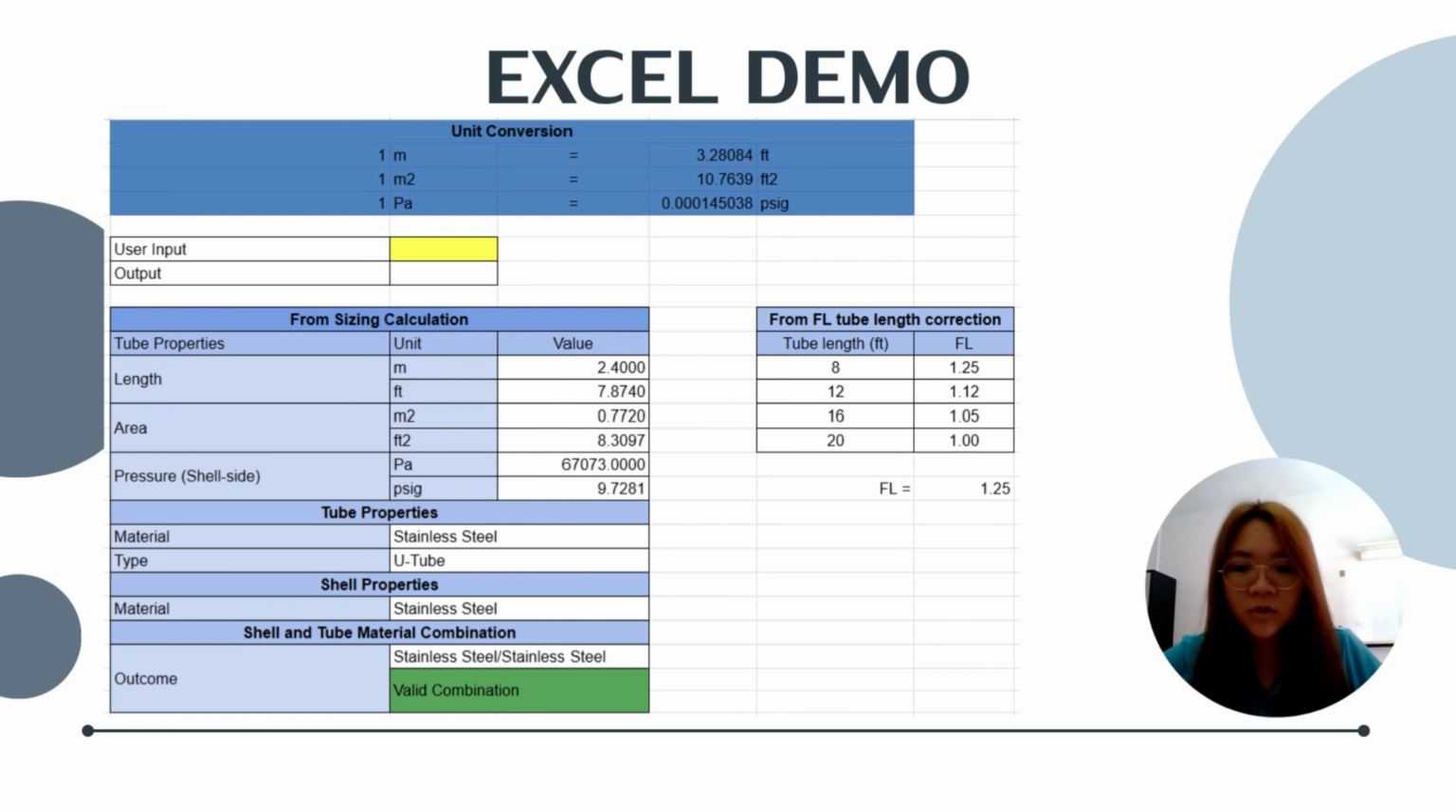For the Excel calculation, we need to do the unit conversion to standardize our units, and the length, area, and pressure of the tube will be converted to square feet and PSIG. The material of the tube and the shell is stainless steel and the type is U-tube. For the FL tube length correction, our tube length is 7.87, which is approximately the same as 8 feet, so we assume that our FL is 1.25.